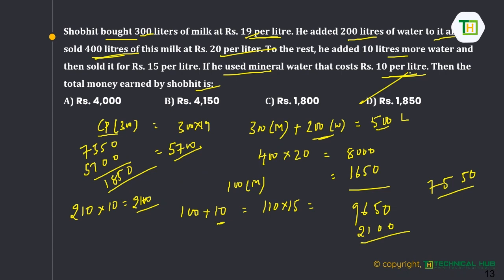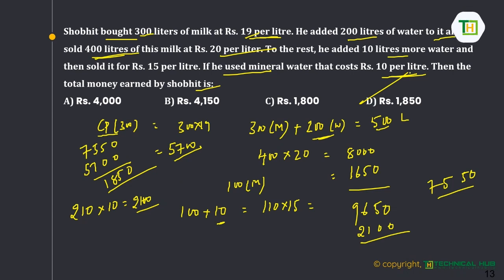And he has 100 liters and further he added 10 liters water, then it becomes 110 liters and sold it for 15 rupees, then the selling price of 110 liters is equal to 1650. Then what is the overall selling price here? So 9650. But he used water, it means mineral water used. So what is the cost price of the mineral water per liter? 10 rupees. So he used total 210 liters mineral water. So 210 into 10 that is equal to 2100.